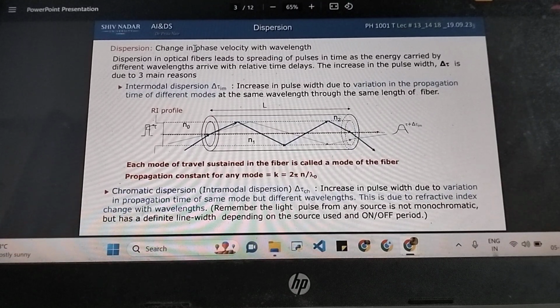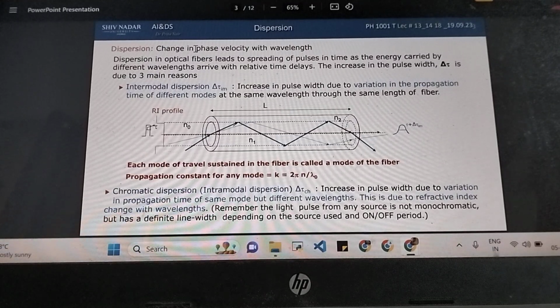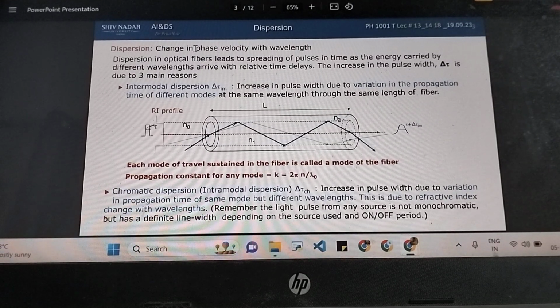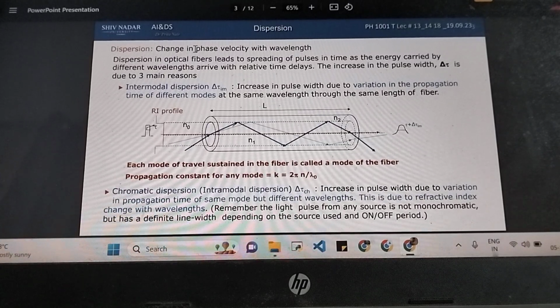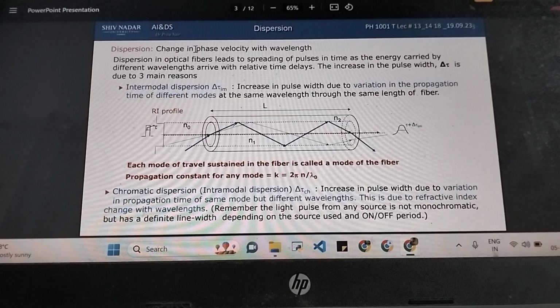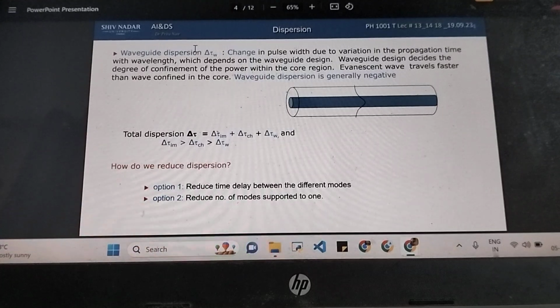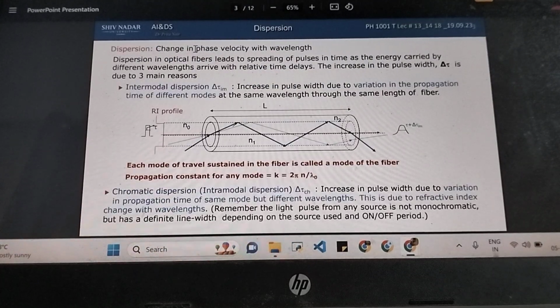So ultimately they all do not converge at the same point at the destination at the same time. That is what we mean when we say the ray has slowed down, or that is what is meant by dispersion. There are three main types of dispersion: intermodal, chromatic or intramodal, and waveguide. We'll be looking at each of them in detail now.